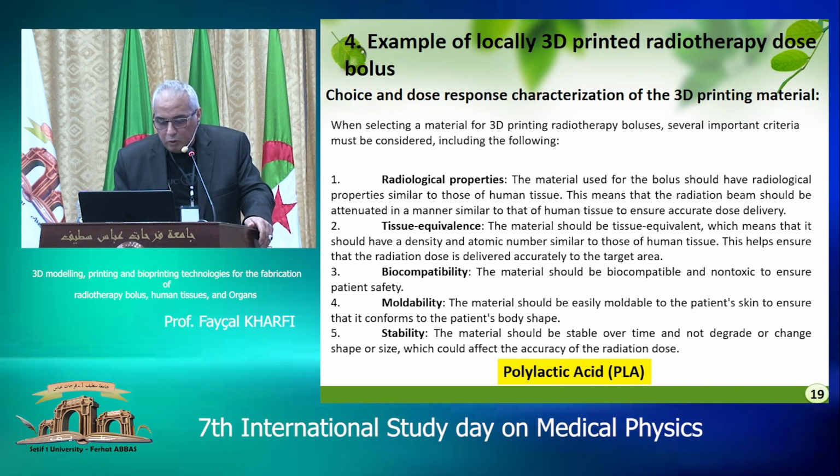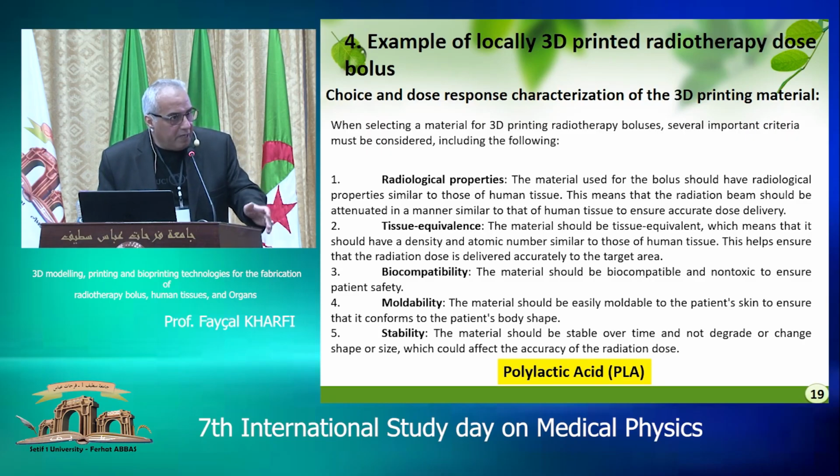So here it is important, if you want to use a new material to fabricate a bolus, to characterize this material in terms of radiological property, in terms of tissue equivalence, in terms of biocompatibility, in terms also of moldability, and in terms of stability. The material that we chose to work with is the polylactic acid, the PLA, which is a commercially available one.